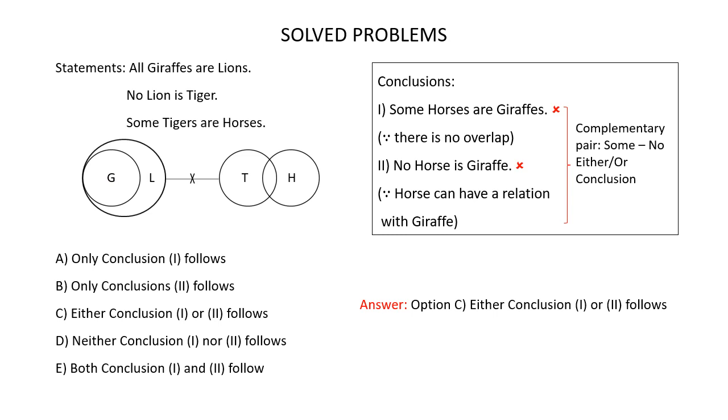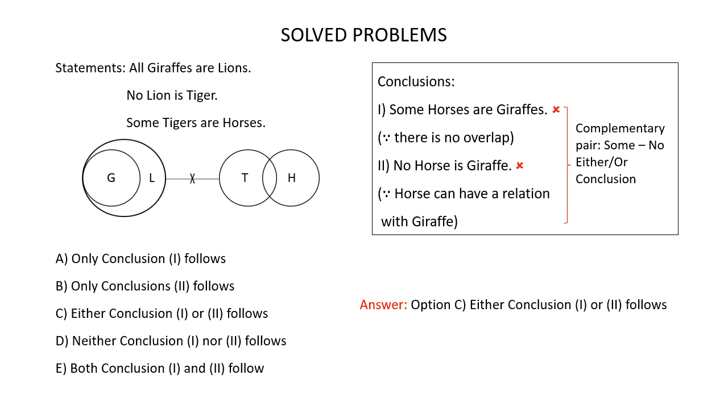Now, if some horses are giraffes, then you cannot say no horse is a giraffe. So the conclusion no horse is giraffe is wrong. Conclusion 2 does not follow. Now, as you can see here, conclusion 1 does not follow. Conclusion 2 does not follow.